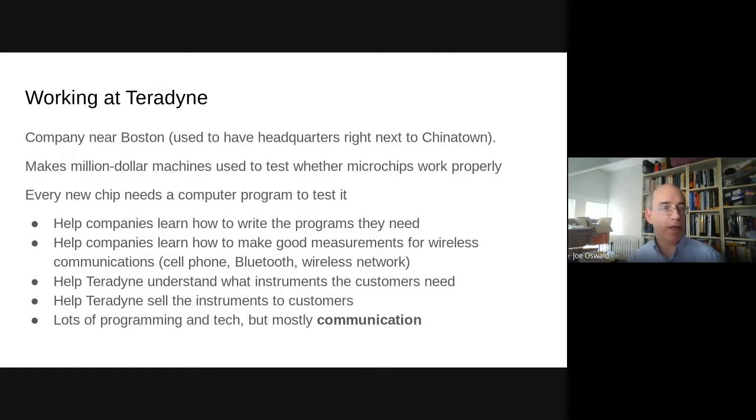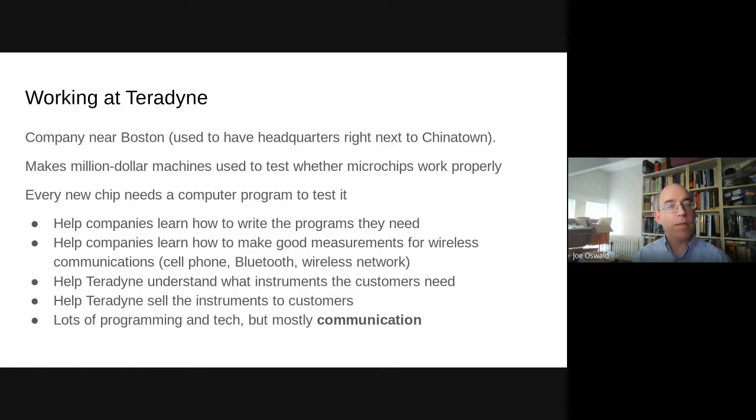After graduate school, I got a job at a company called Teradyne. It's a company near Boston. At the time I worked there, their headquarters were right next to Chinatown, so it was a great place to work and get lunch during the lunch break. And the way I would summarize it is that Teradyne makes roughly $1 million machines which are used to test whether microchips work properly. So essentially every new chip, for instance, in your iPhone or your cellular phone, there are dozens of chips in there. And every one of them has to be tested to make sure it works after it is made. And every new chip that Apple or some other company wants to put into a phone needs to be tested with one of these machines.